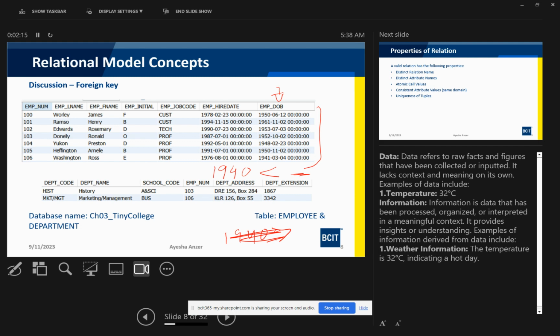Okay, so if it's less than 1940, it means you will not have an employee who was born in 1940, because maybe your company was established a few years back, so you will not have an employee who is very old. Okay, because the majority of people retire in their 60s or 70s, some of them.